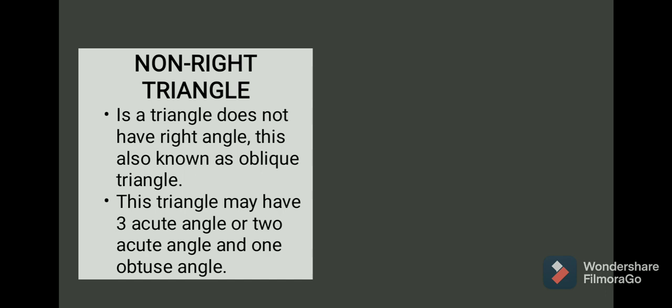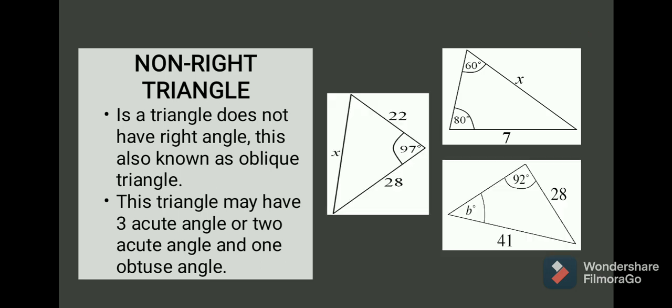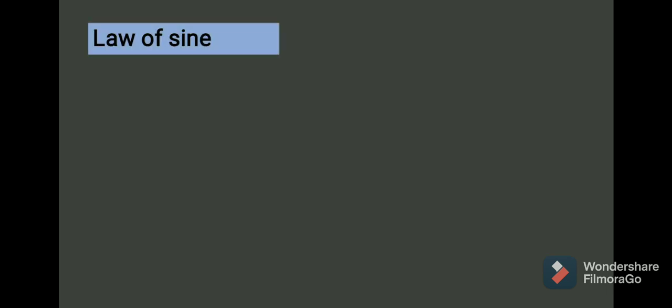A non-right triangle is a triangle that does not have a right angle. This is also known as an oblique triangle. This triangle may have 3 acute angles or 2 acute angles and 1 obtuse angle. This is an example of a non-right triangle. Because it has no right angle, all angles are acute. These 2 triangles contain an obtuse angle and 2 acute angles, and there is no right angle, therefore it is a non-right triangle.